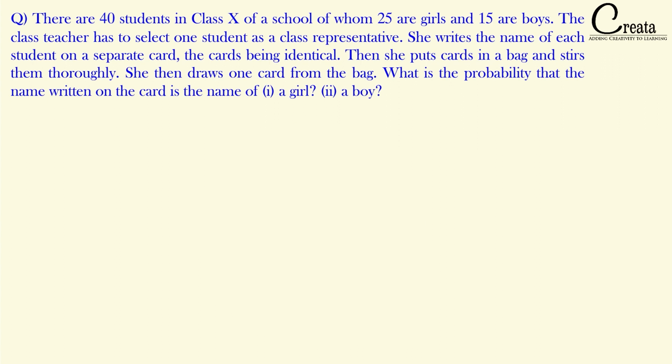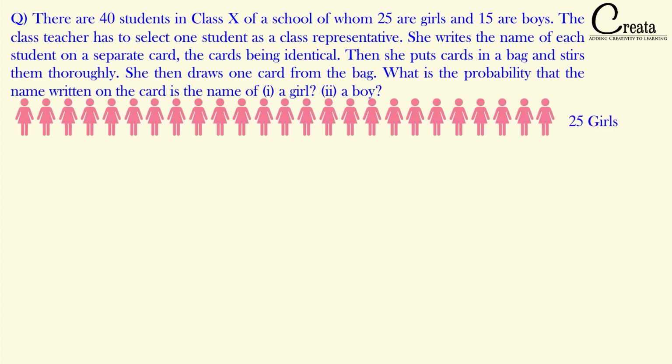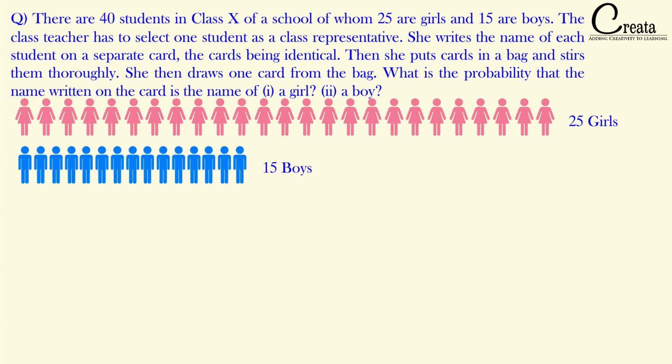Welcome back. In the question, 25 girls and 15 boys are given. So the total number of students in the class is 40, 25 plus 15, which is also given. And the class teacher has to select one class representative. She has put all the names of the students on the cards, and one card she will pick up. We have to calculate the probability that the card she picks up will have the name of a girl, and in the second case the name of a boy. So this is the scenario.